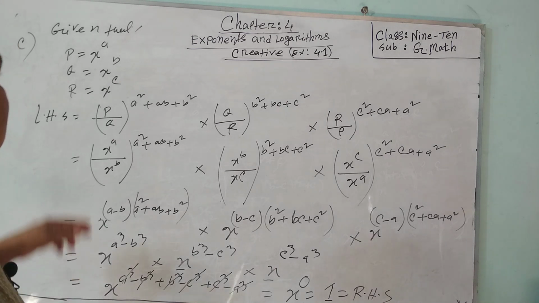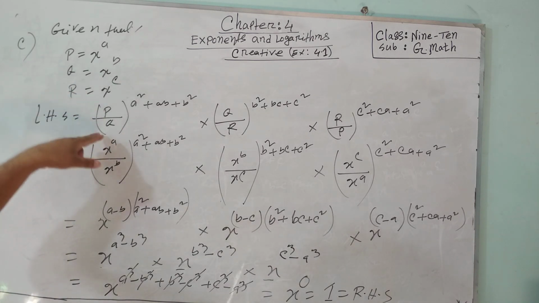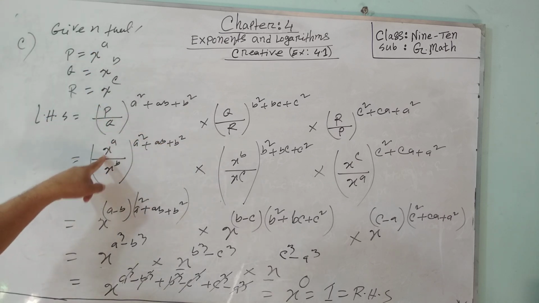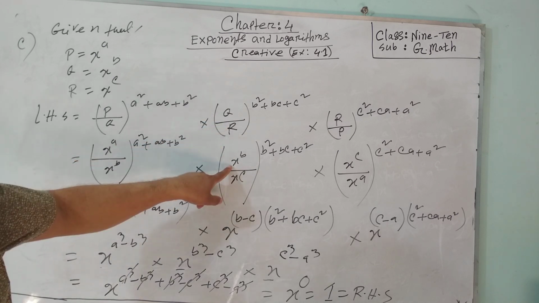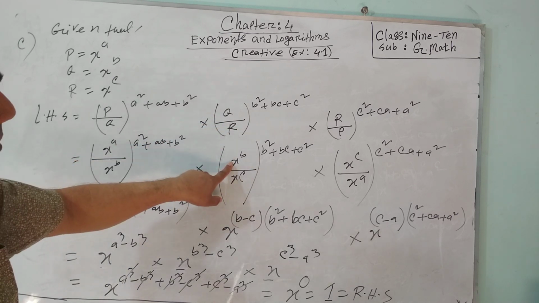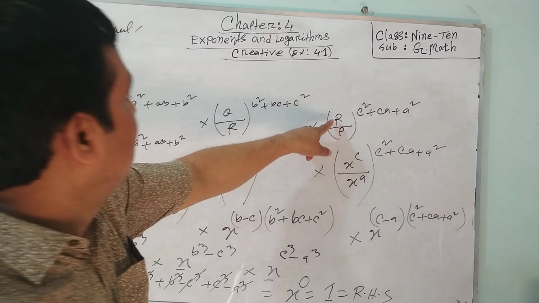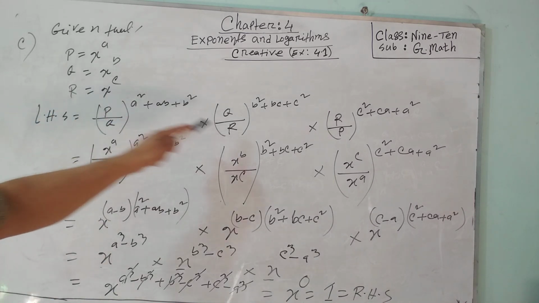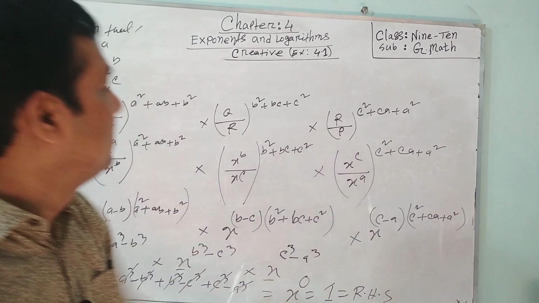Okay, I repeat. Here, given the values, we put the value of p, q and r. The value of p is x to the power a, the value of q is x to the power b, the value of r is x to the power c. Similarly, the value of r is x to the power c and the value of p is x to the power a.